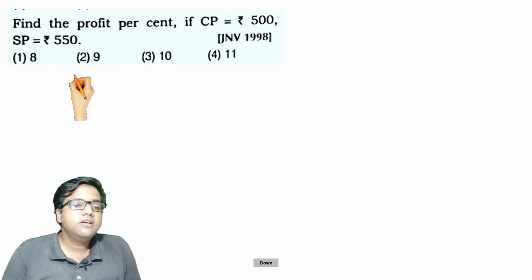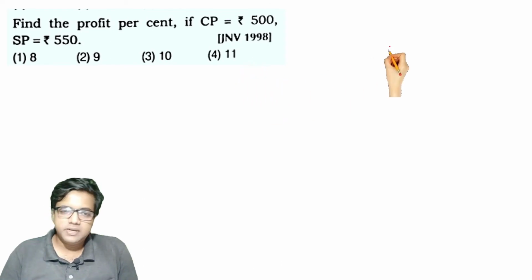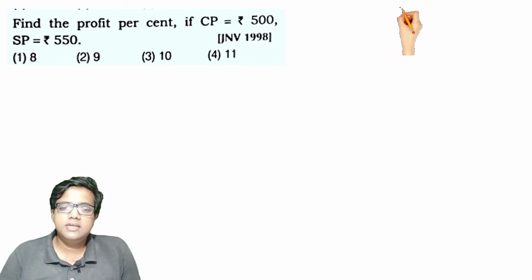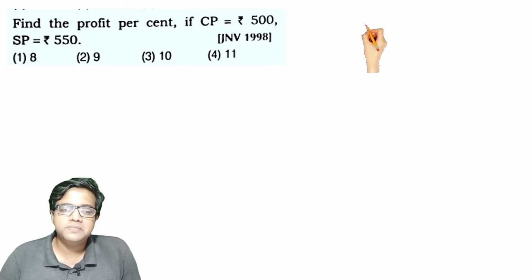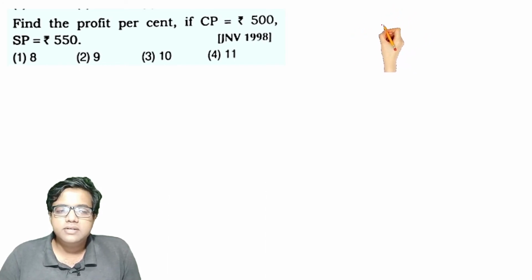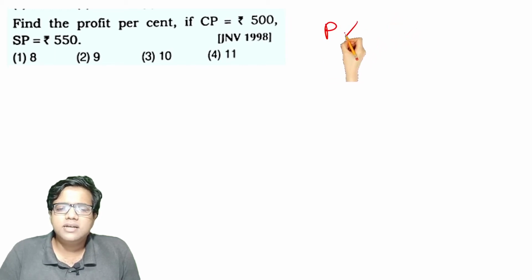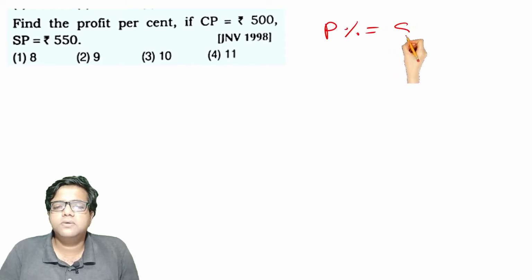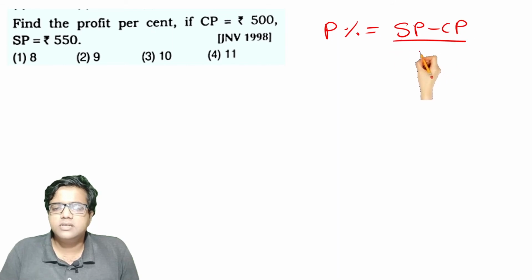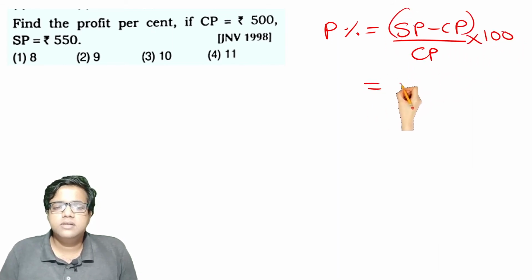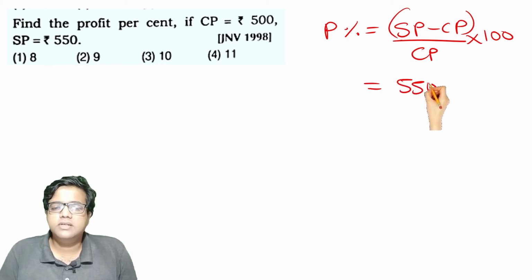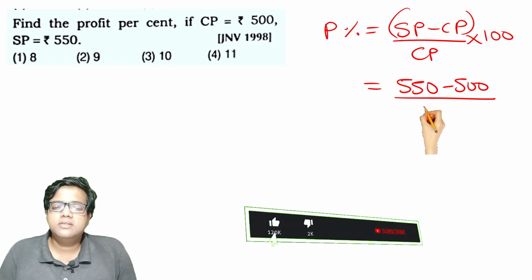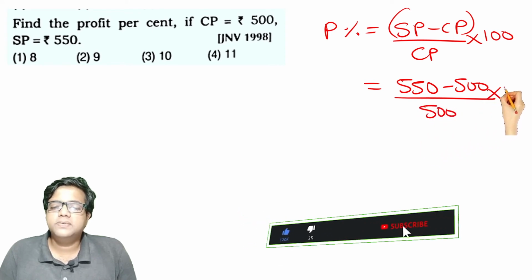Let's move ahead. Find the profit percent if cost price is equal to 500 and selling price is equal to 550. Again the same formula. Profit percent is equal to selling price minus cost price by cost price into 100, right? Put in the values here. Selling price is 550 minus cost price is 500 divided by cost price is 500 into 100.